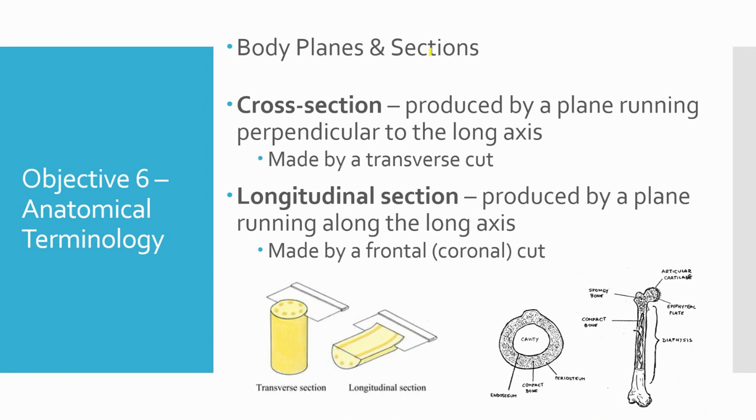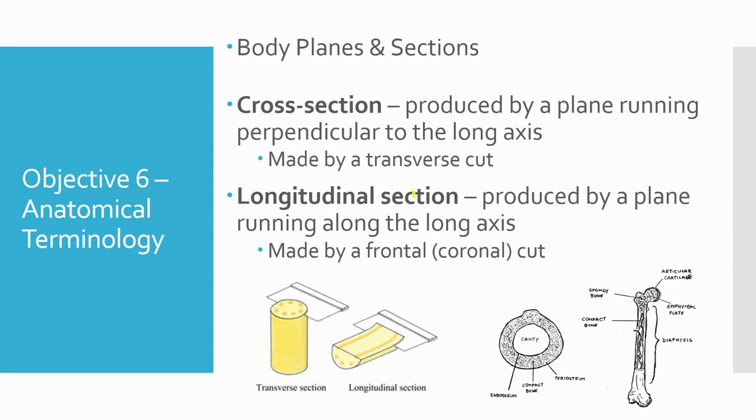Next are your sections, and this is if you were to physically cut. And you may have seen this before. If you've ever looked at microscopes, you might have looked at cross sections of certain specimens under the microscope. But cross section is when you cut perpendicular or the opposite direction of the long axis. So like down here you have a long bone. A cross section would go across this way. It's called a transverse cut, like that transverse plane that we looked at.